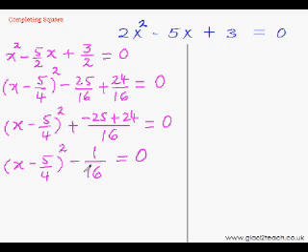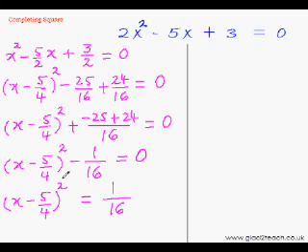Now take this minus 1 over 16 to the other side. So it will become plus 1 over 16. And now you can take this square to the other side as well. So when this square goes to the other side, it will become square root. As the square and the square root are opposite of each other, and you already know that when things go from one side to the other, they become opposite of what they were.